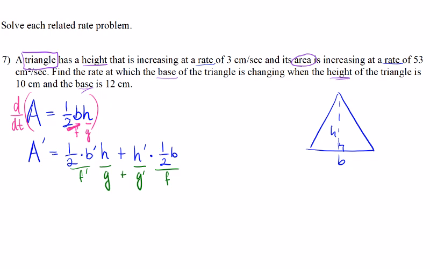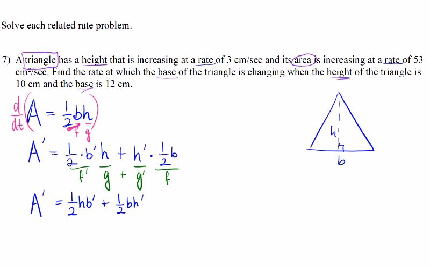Another way to write that would be 1/2 h b prime, just putting the primes at the end, and then 1/2 b h prime. So if you want to do that, you could. But again, you can start plugging in and solving from that step if you wanted to. Okay, so now they give us a bunch of numbers, so let's figure out where these numerical values go.